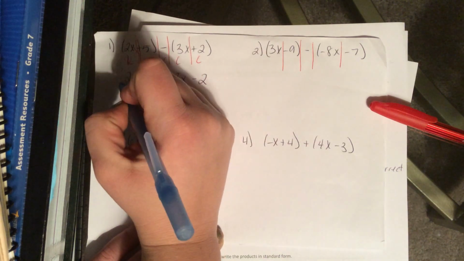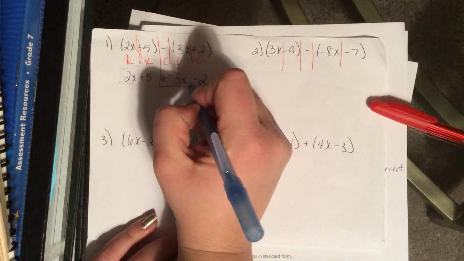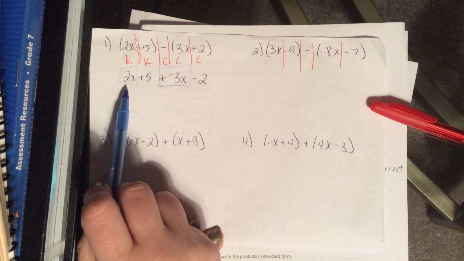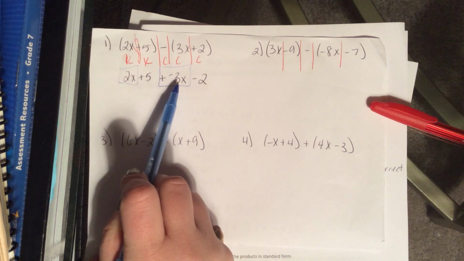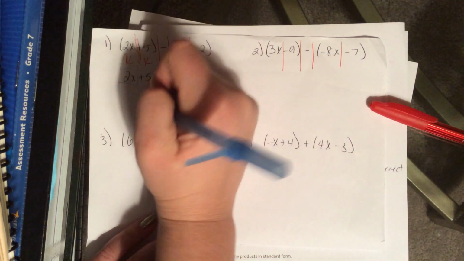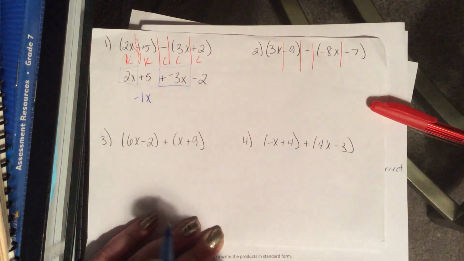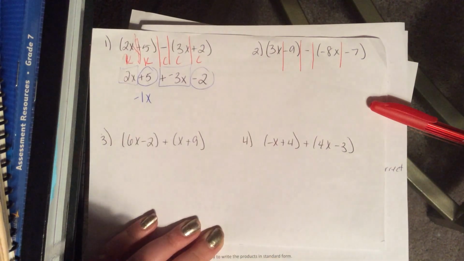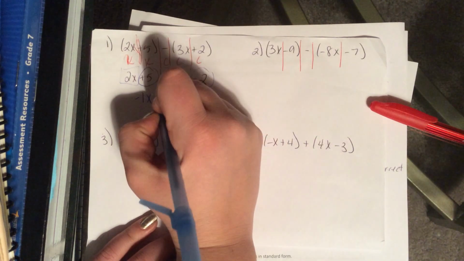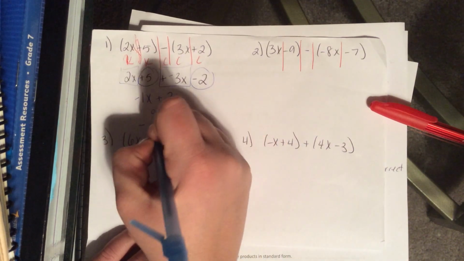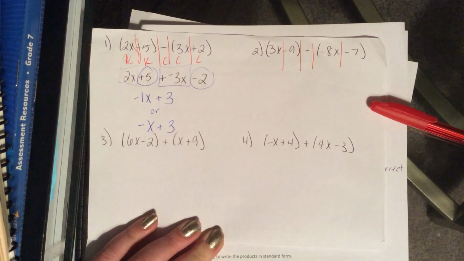After we do that, you can either stack them or you can use boxes and circles. Okay, so I have boxes. These are like terms. So I add them. 2x plus a negative 3x. So 2 plus negative 3 gives you a negative 1. So it's negative 1x. And then you have plus 5 minus 2. So 5 minus 2 is going to give you a positive 3. So this can be left just like this, or if you wanted to drop that 1, you're allowed to write it like that too. Okay?